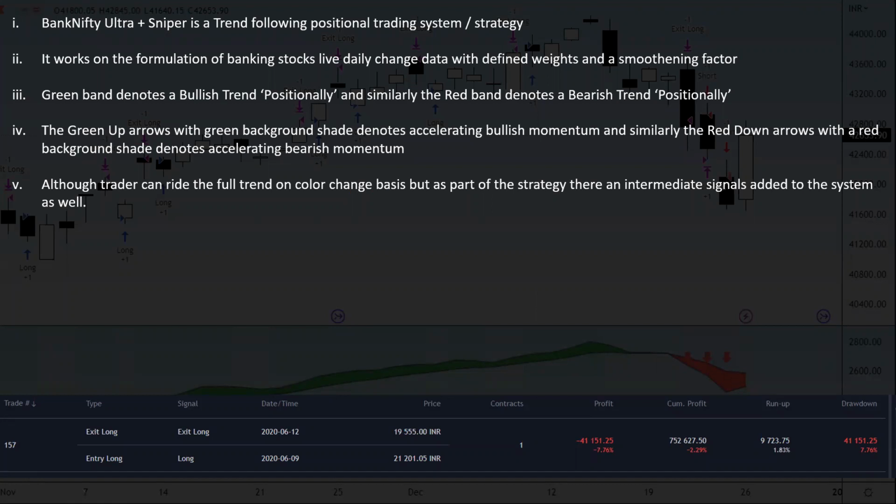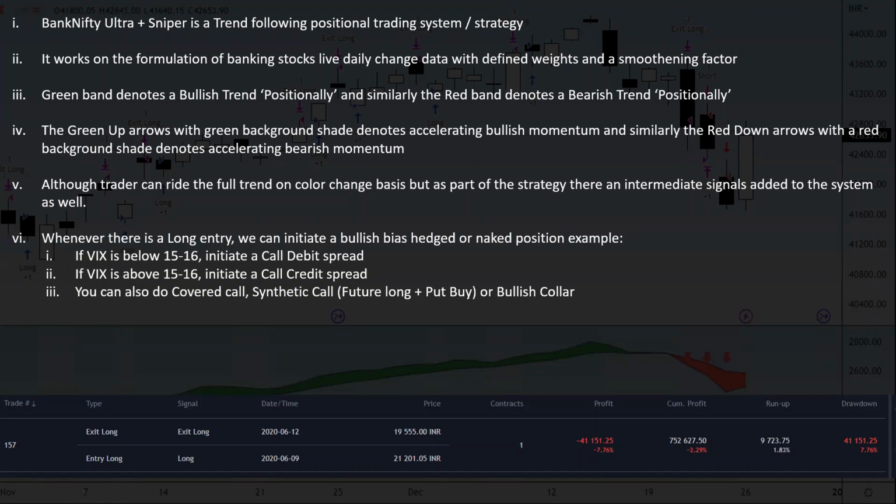But as part of this strategy, there are intermediate signals added to the system as well, which was done recently. Whenever there is a long entry, we can initiate a bullish position, and for beginners, they don't need to go naked. They should go with a hedging kind of position.